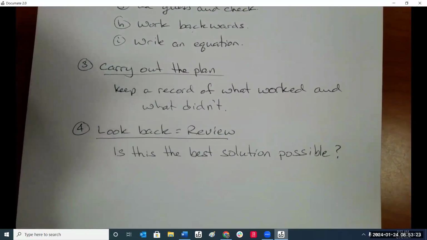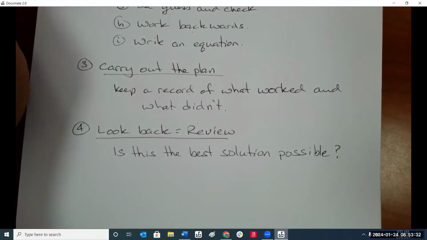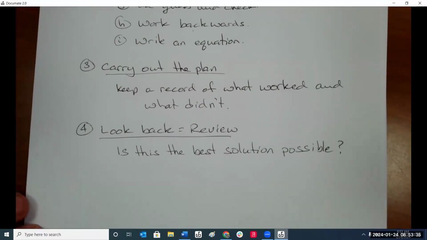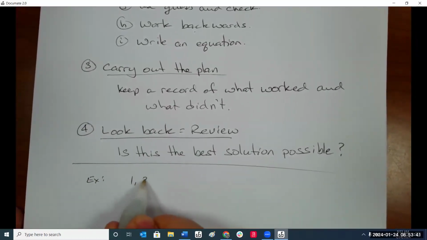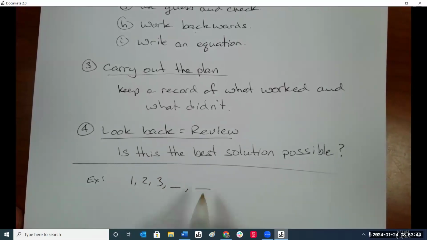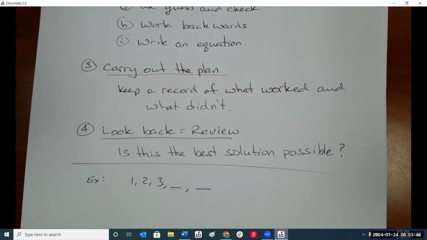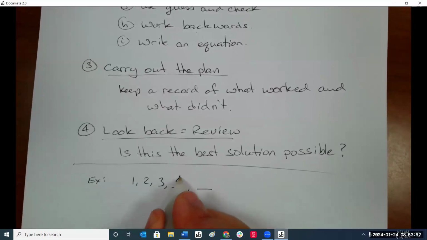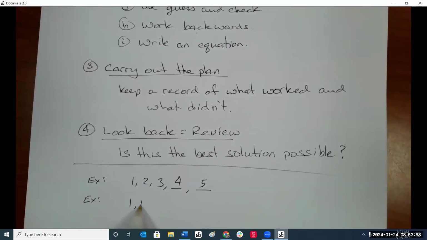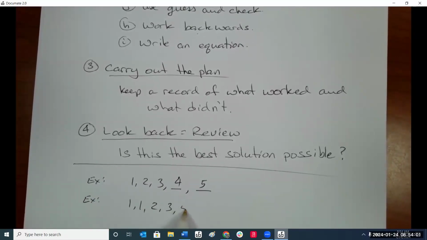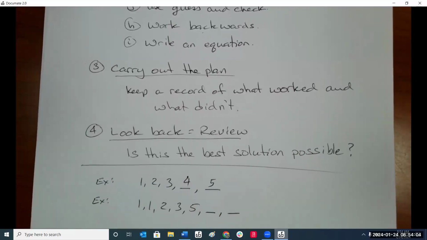All right, let's look at some problems. I'm looking for my example sheet. Fill in the blanks. All right, another example. Fill in the blanks.